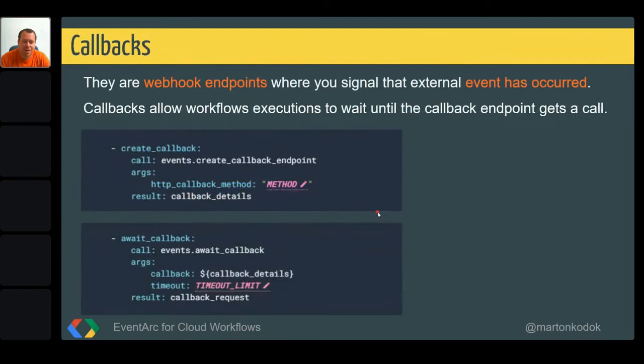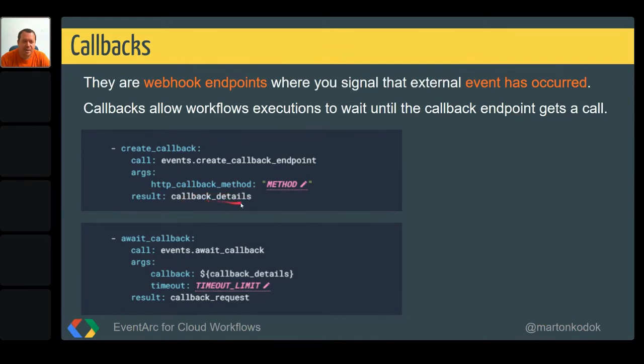How is this working out? Well, essentially, you need to create 2 steps. The one step where you are pausing, and another step where you are resuming. So this step is called create callback. This is the call events create callback endpoint. You have a callback method. You could have here get or post, whatever you prefer, for how you will signal it back. And the callback details variable where you store these details.